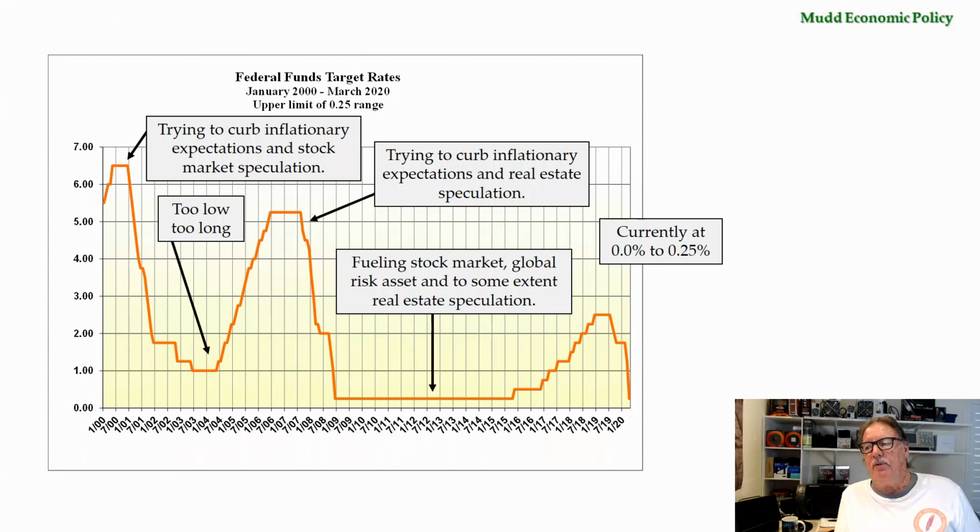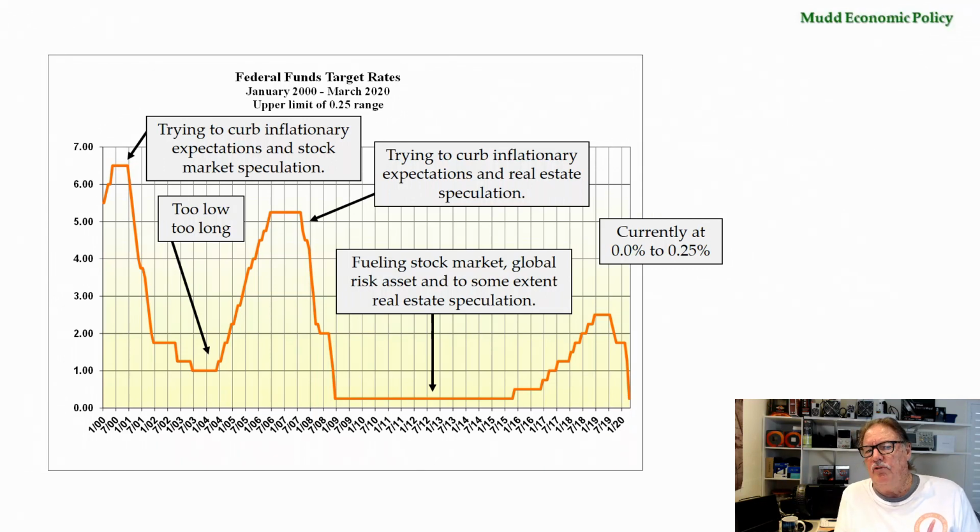Early on they were trying to curb inflationary expectations and stock market speculation in the year 2000 and shortly after. Then with that recession, they pushed this level of rates down very low. They left it probably too low for too long. Then it had to climb up again because they were trying to curb inflationary expectations, but mostly real estate market speculation in the period between about 2003 and 2006. Then we slipped into the next recession. Down it comes again, and they left the rate essentially at 0 to 25 basis points, the upper limit of that range, for a very long time.